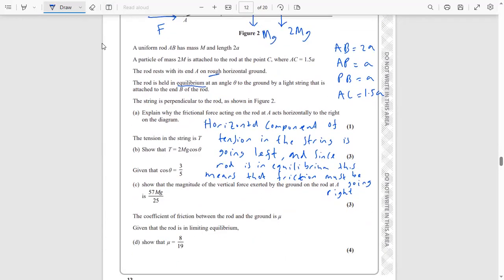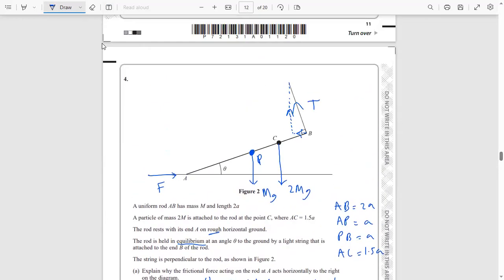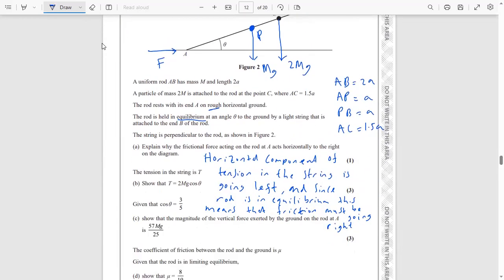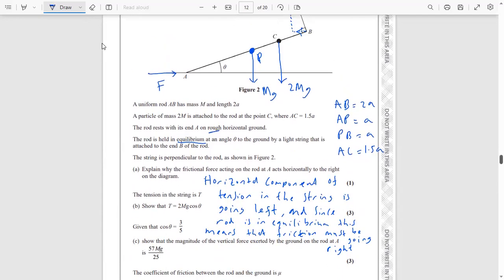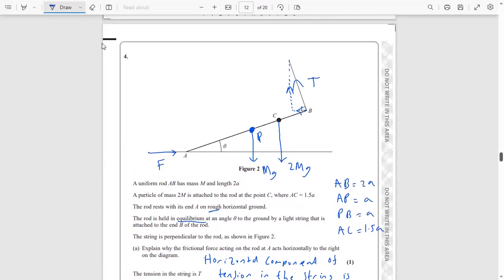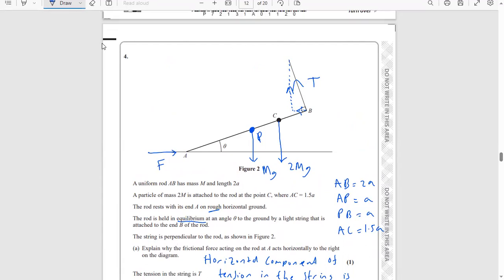So the tension in the string is T, so we've called that T there. What we want to do now is show that T is equal to mg times cos theta. So the way we're going to have to do this: we could resolve forces, so horizontal forces to the right equals horizontal forces to the left, and vertical forces downwards equals vertical forces upwards.